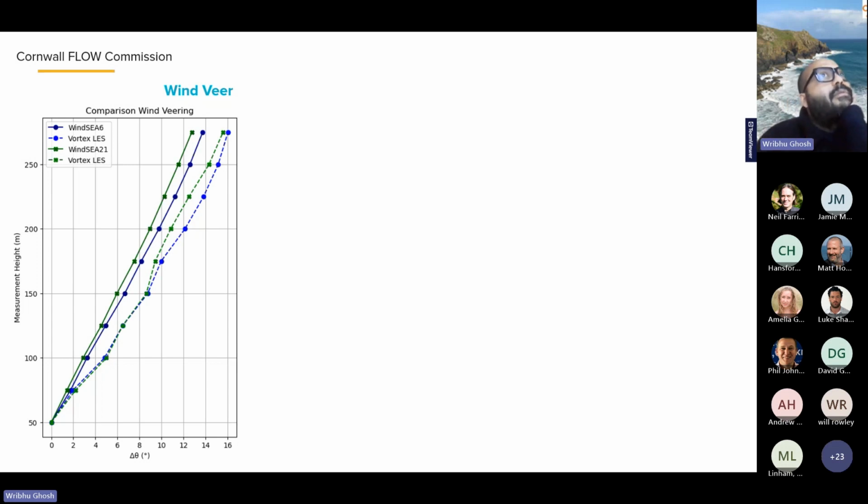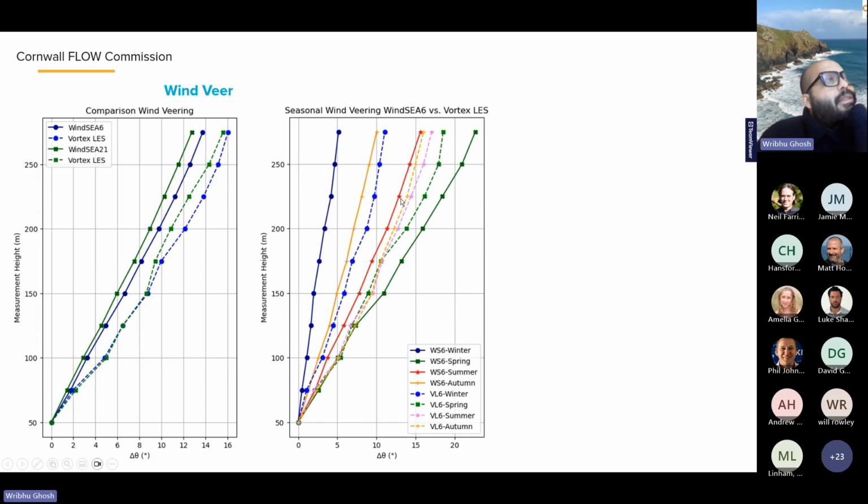So December, January, February is winter, March, April, May is spring, and then three months summer and three months autumn. This is what we see here. So we see the lowest wind veering in winter, which is captured by the model, but the difference is quite high. And only in spring do we see that the measured data is capturing higher wind veering compared to the model. In all the other three seasons, the model is predicting higher wind veering, and the closest between measured and model is happening in summer.